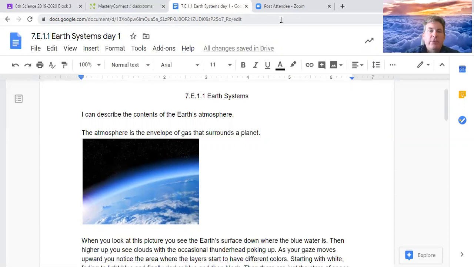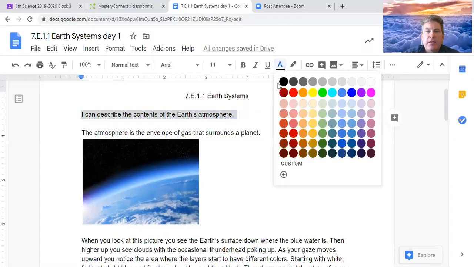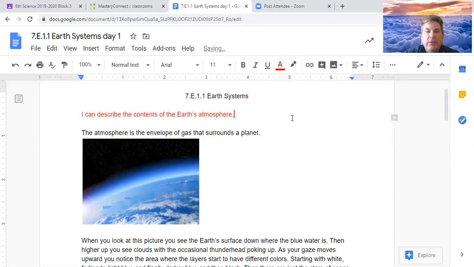All right, so we start a new unit today. As you can see on the screen here, it's 7.E.1.1, Earth Systems, and it says I can describe the contents of the Earth's atmosphere. That is our I can do statement for today. So the contents, meaning what it is made of. So we're going to investigate what the atmosphere is made of today.